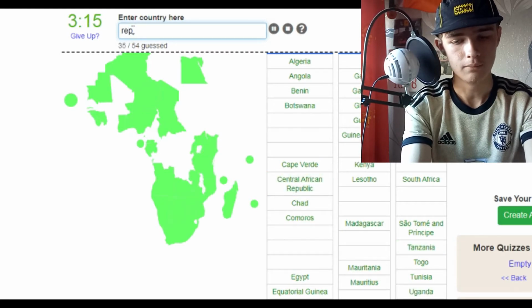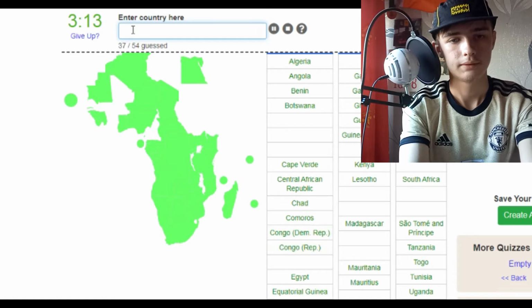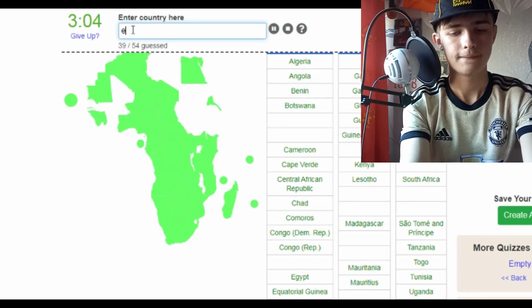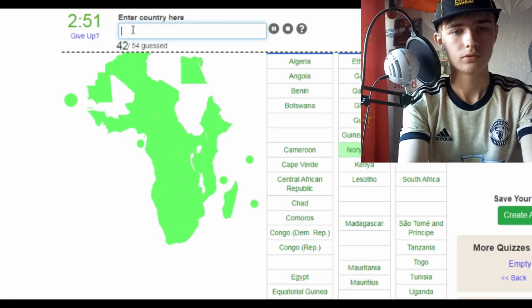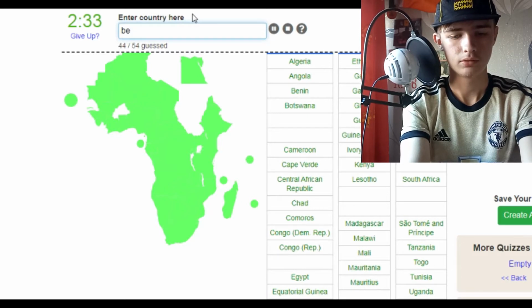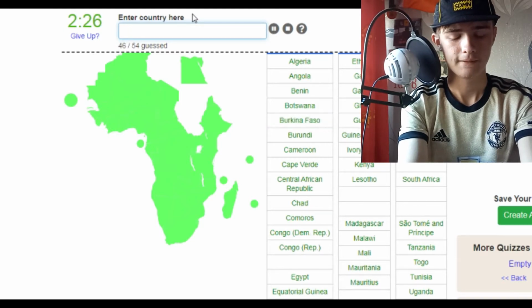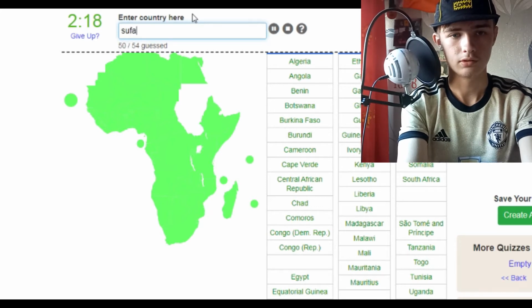CAR, then the Rep of the Congo, Eritrea, Ethiopia, Eswatini, Walatini, Ivory Coast, Burundi, Burkina Faso, yep, Libya, Liberia, Somalia, Senegal, Sudan.